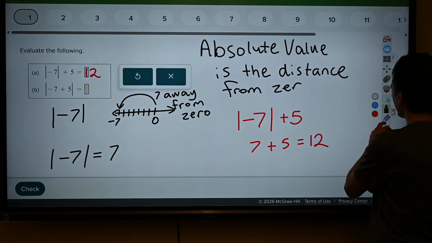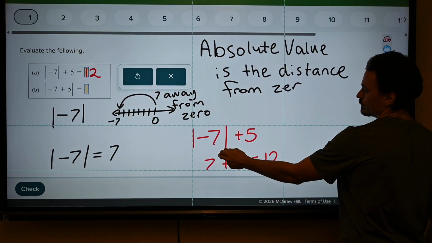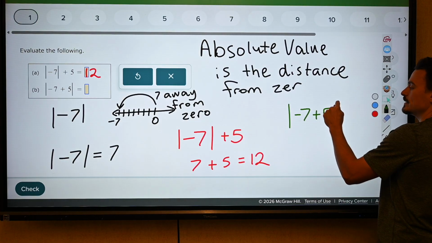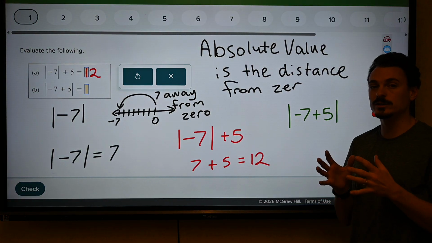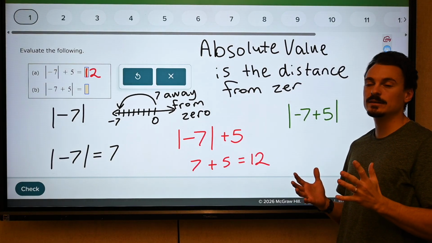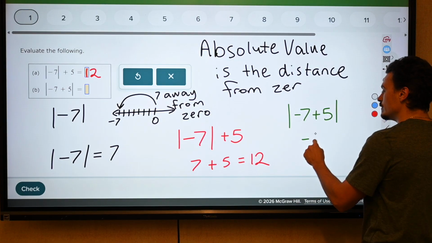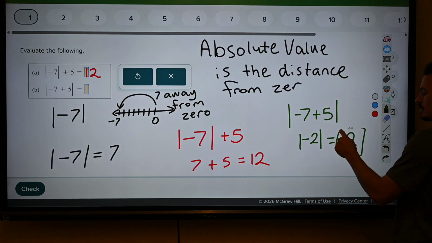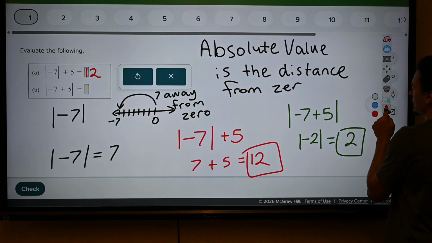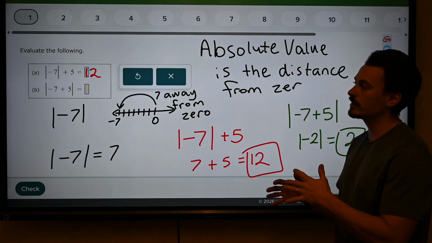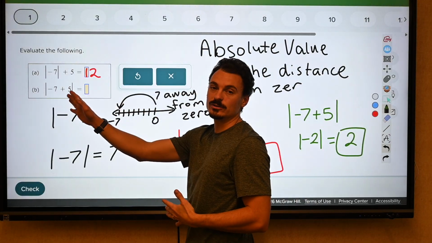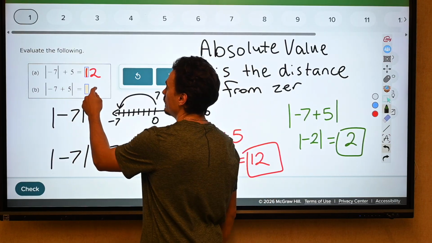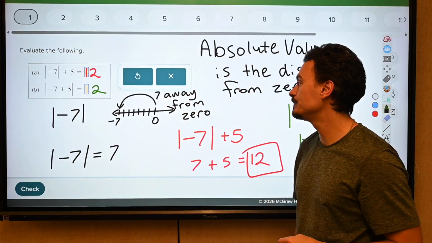Now, the difference, and I'll do this part in green. If you have -7 plus 5 on the inside of the absolute value, you have to evaluate what's on the inside first, just like parentheses. So you have to evaluate -7 plus 5, which is -2, and then take the absolute value of that, which is 2. So these are your two different answers. This is trying to teach you that these two are going to give you different answers, even though the numbers are the same. It's because the symbols are in a specific spot. That gives you an answer of 2.